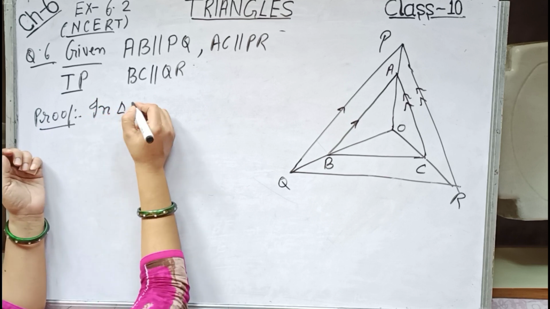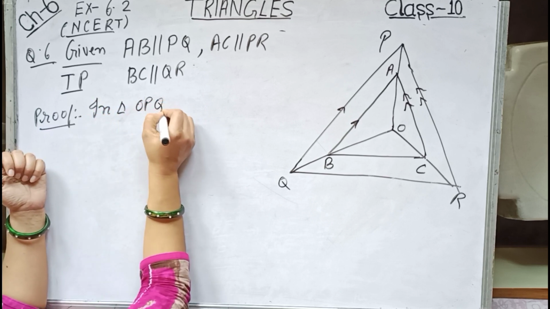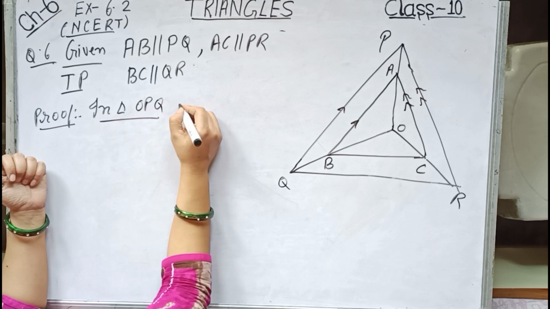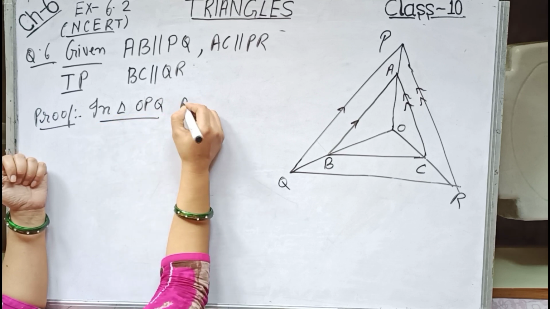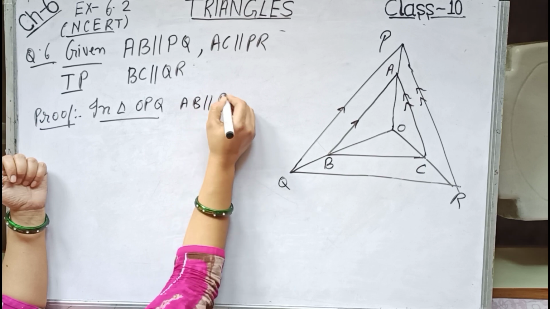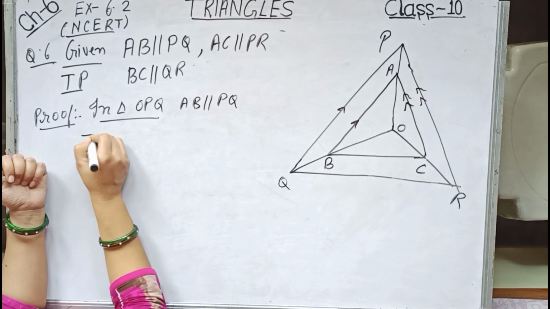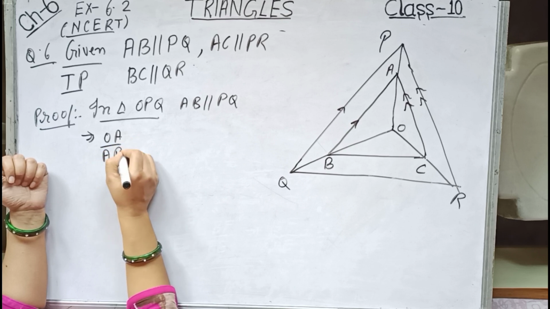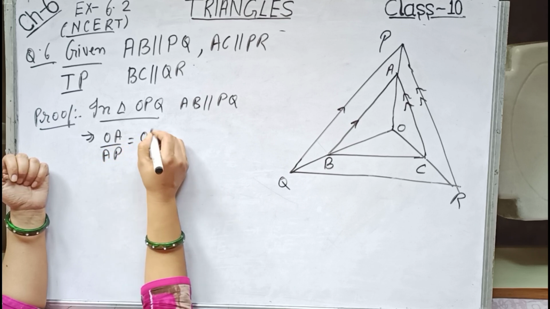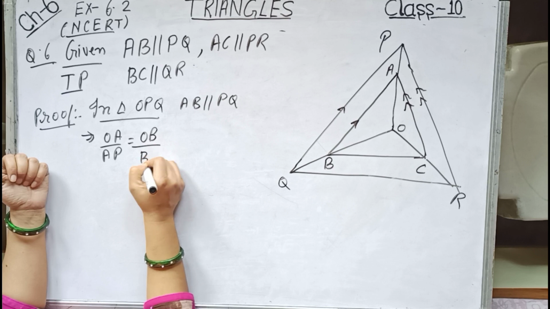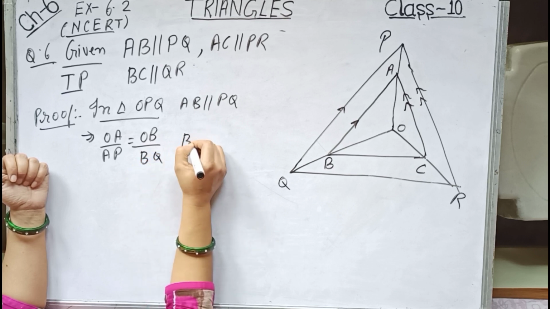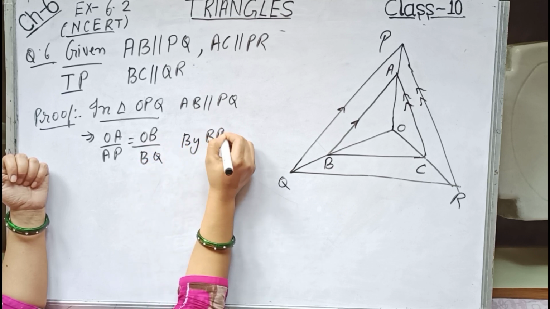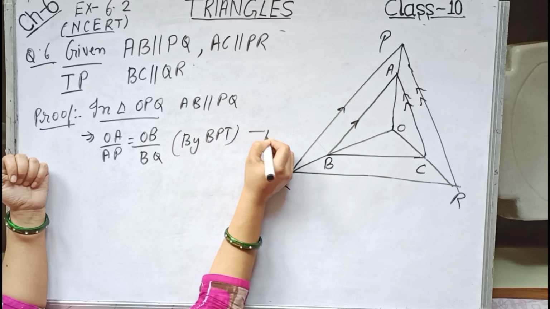In triangle OPQ, AB is parallel to PQ, implies OA by AP equals OB by BQ by BPT. Make it equation number 1.